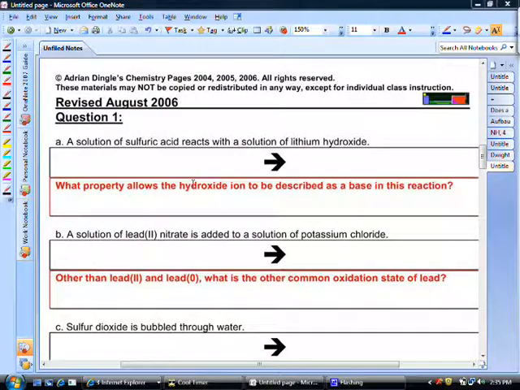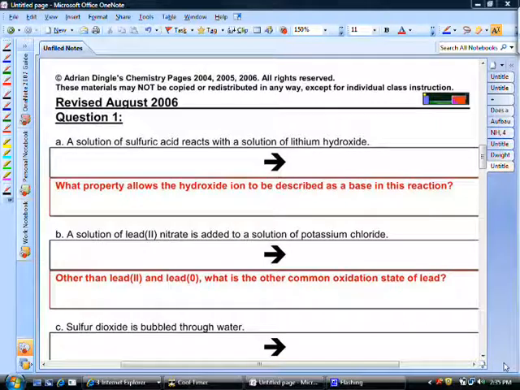Okay, remember we're working on net ionic equations, and we want to get these down perfect because we know that question number 4 on the AP test uses just this format of question. So the worksheet we're working on right now comes from Adrian Dingle, a venerable AP chemistry teacher, and we want to work our way through this particular worksheet.